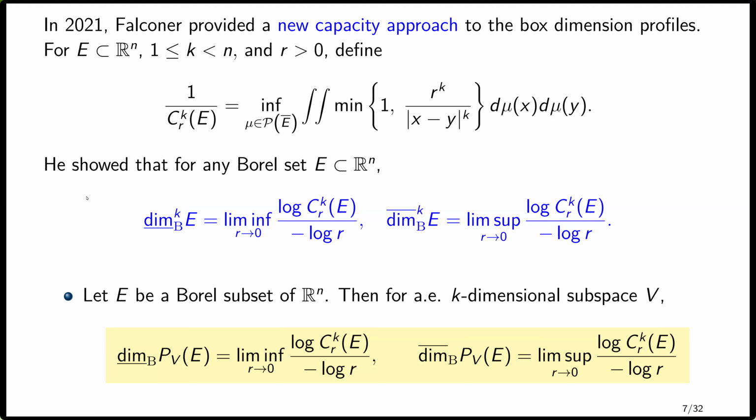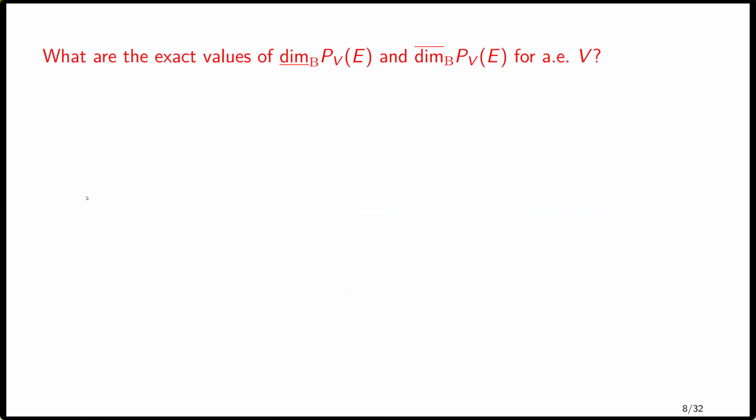And we need to keep in mind that the right-hand side is the lower box dimension profile. Here, this is the upper box dimension profile. Since we have such a form, it is possible to compute now. But in fact, before us, no one exactly computed it. So what is the exact value?